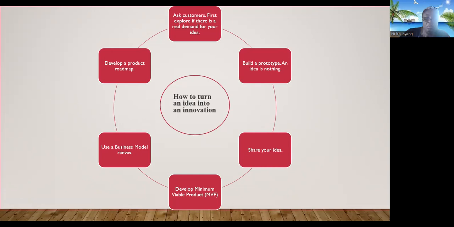Ask customers. Ask your customers questions. So first explore if there is real demand for your ideas. That's the first thing you should have at the back of your mind. Often people are putting time and effort in an idea that nobody really cares about. You know, sometimes people will spend their time coming up with an idea that is not in vogue. People do not need it.